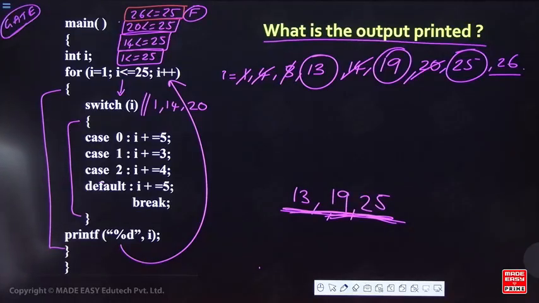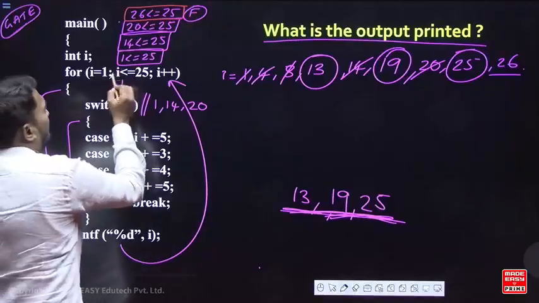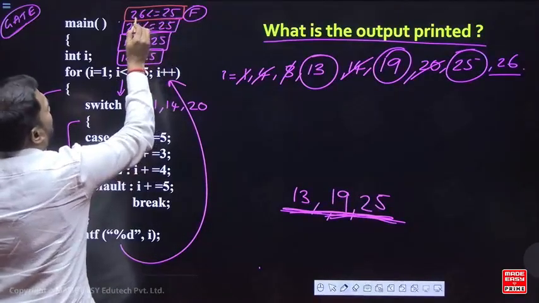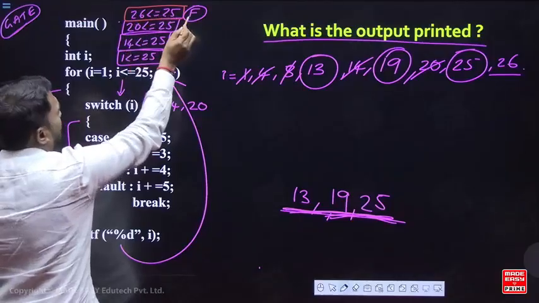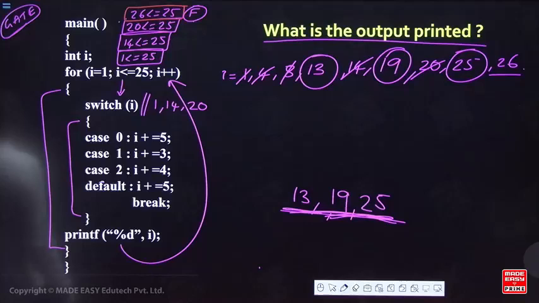Why not 13, 19, 25? Why will it print 30? When the condition in the for loop becomes false, what is the value of i here? 26. 26 less than or equal to 25 is false. When this is false, you come out of the for loop. What is your doubt, Manish?